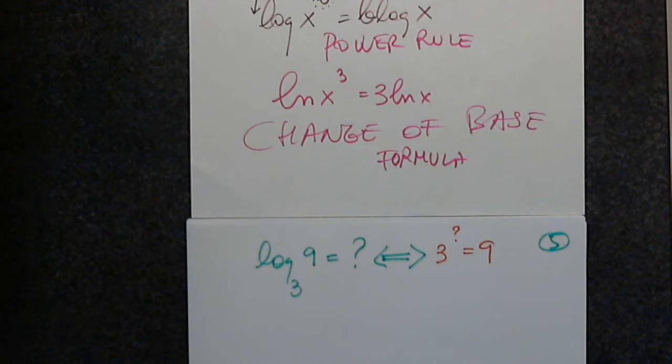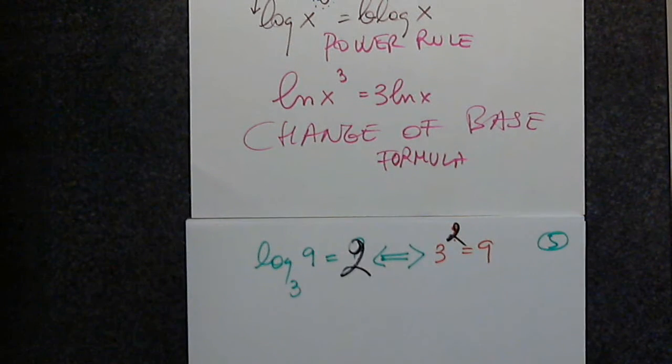Exactly, awesome. So what could that power be? Remember, this function is one-to-one. We cannot find two different numbers, right? We can only find one. No, 3 to the third is 27. So then this will be 2. Excellent. This is 2 indeed. Only 3 squared is 9.